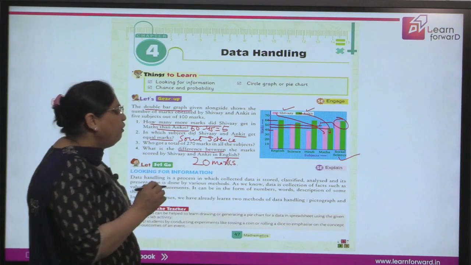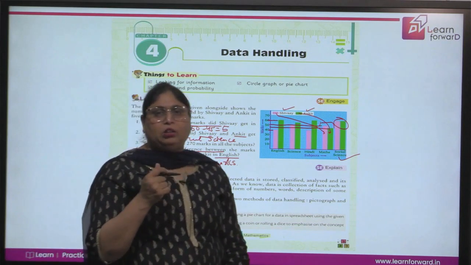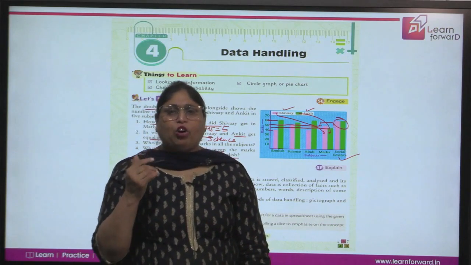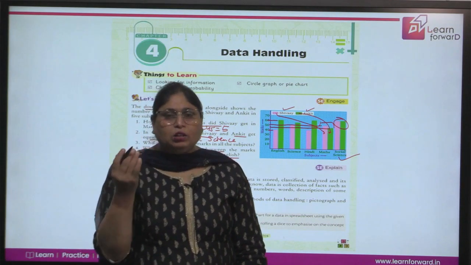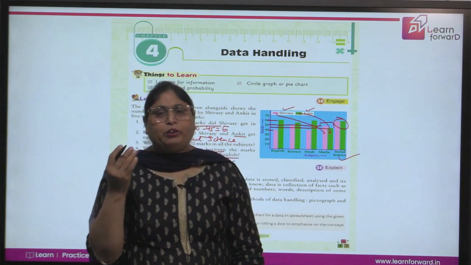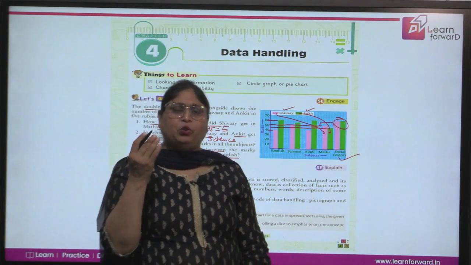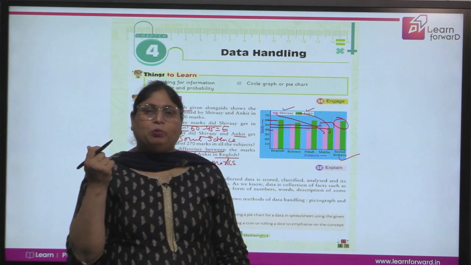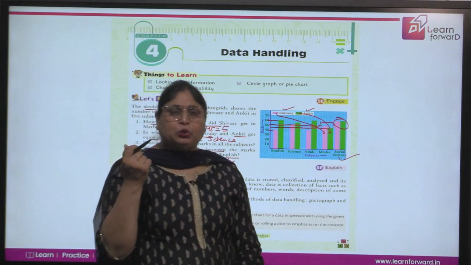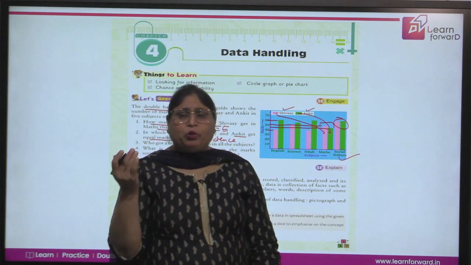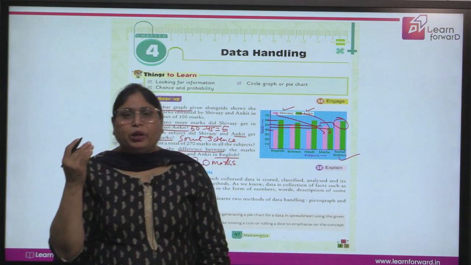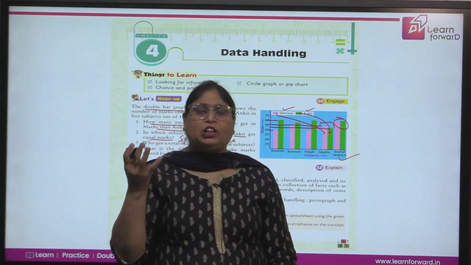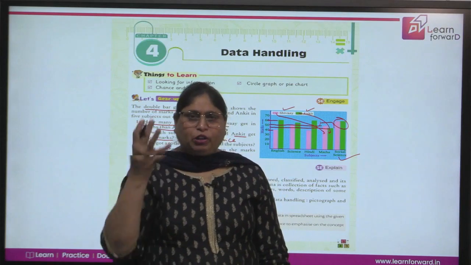Now, why do we do data handling? Data handling is done so that by looking at the graph or the pie chart, the pie chart is one more important way of representing the data. We will be doing it, and pictograph you must have done in class 5th also. Now, one more is bar graph. By looking at these ways of representing the data, we can get the knowledge from the given large data.